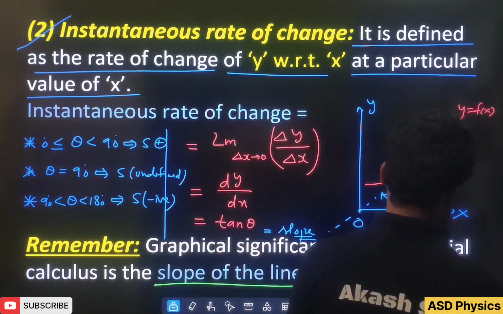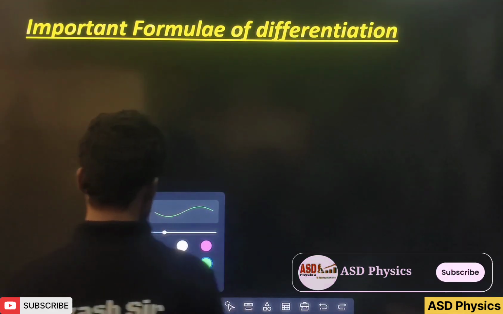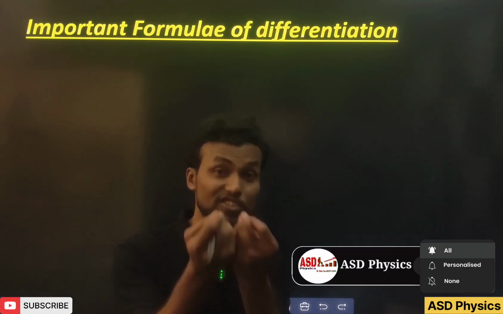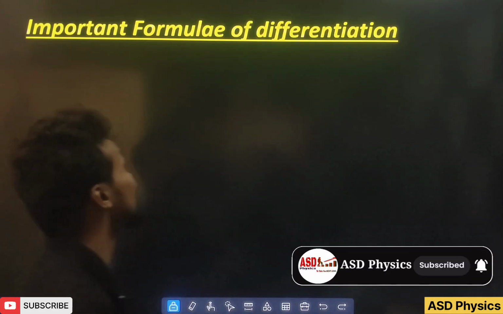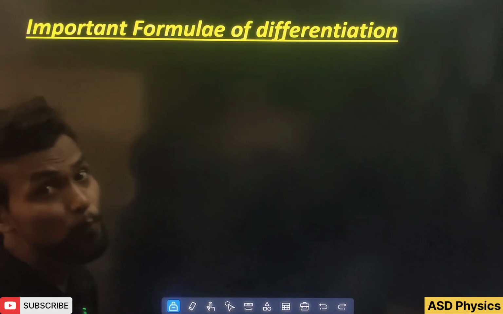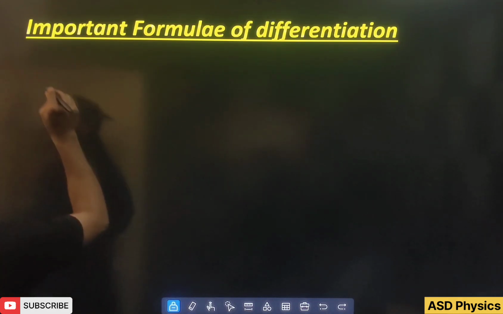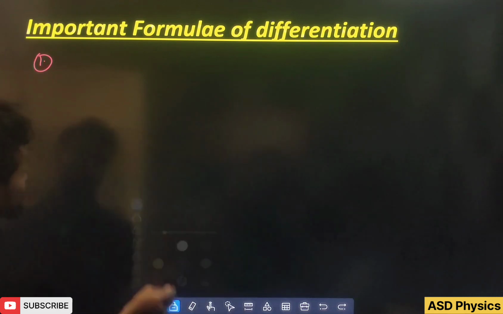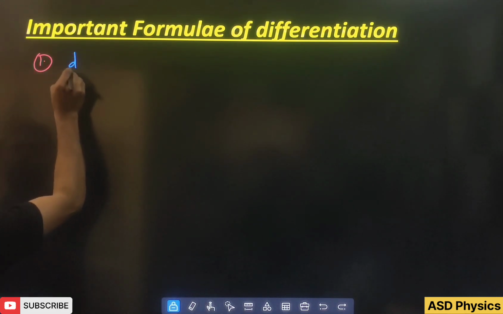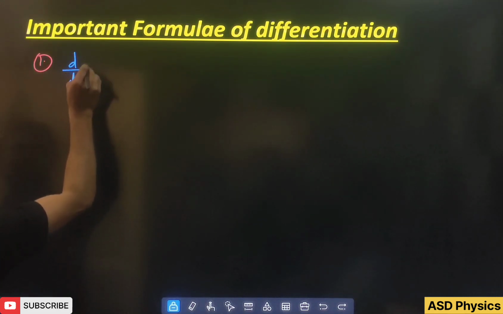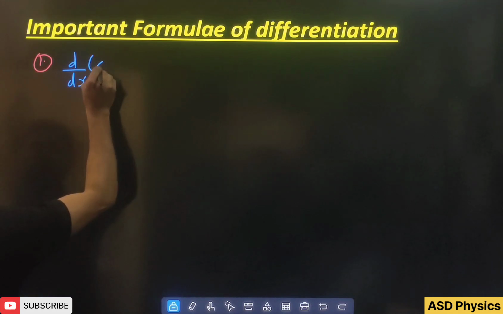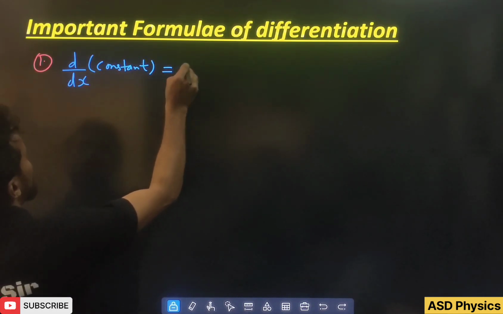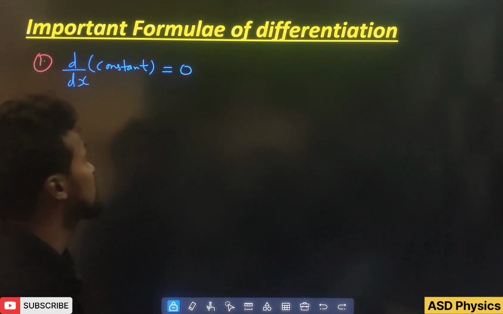Okay, great. Now students, after learning all these things, in differential calculus one physical quantity changes with respect to another physical quantity. So we are going to see some important formulae of differentiation, one by one. The first one, we are going to learn with respect to x. d by dx of any constant will be how much? Always 0.